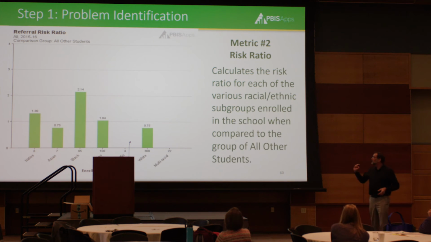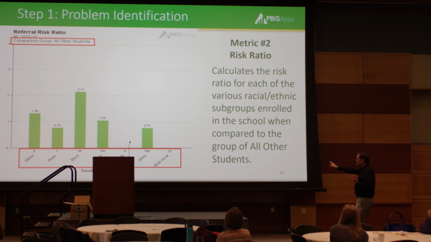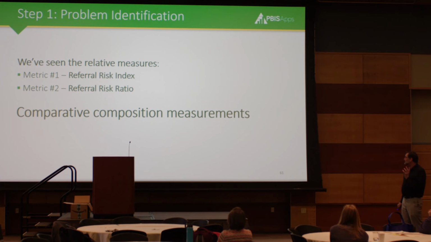So for the risk ratio, we can do that same kind of comparison, put it on a graph, and we'd have that. At the Technical Assistance Center, we recommend that we would use a comparison to all other students. We still say, make sure you consider the size of the population groups because that's going to be really important. So we've seen the 2 relative measures. I'm going to make these go as fast as I can.